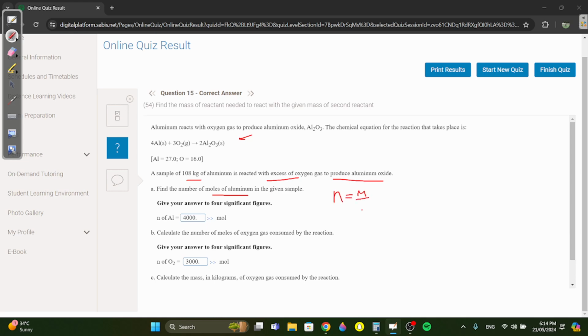n equals m over M. So this is 108,000 because it's kilo. So 108,000 divided by the molar mass of aluminum, which is 27, and you get 4,000.